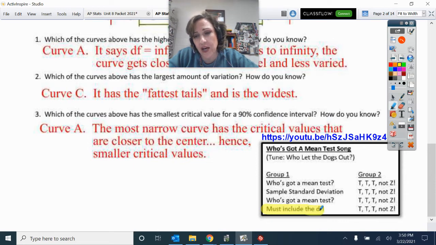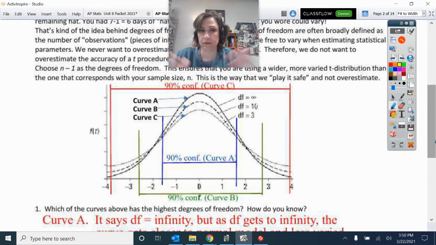Why do you think on every problem, when we are dealing with means and that sample standard deviation, it will be important for us to include the DF, the degrees of freedom, in our work? Why do you think? Well, you have to tell the public, the reader, whoever's getting this information, which curve your probabilities were computed from, because they're all different based on the sample size. So you must state what degrees of freedom you used.